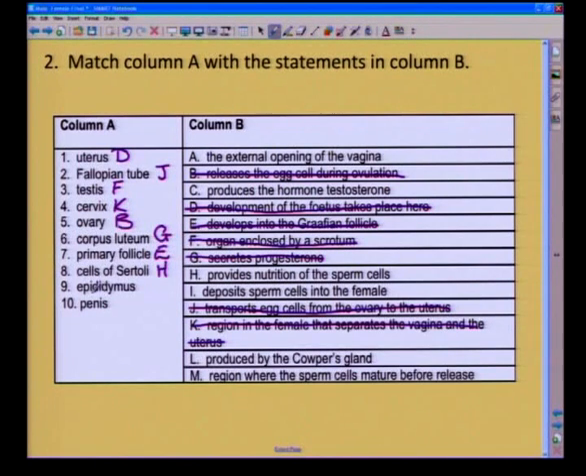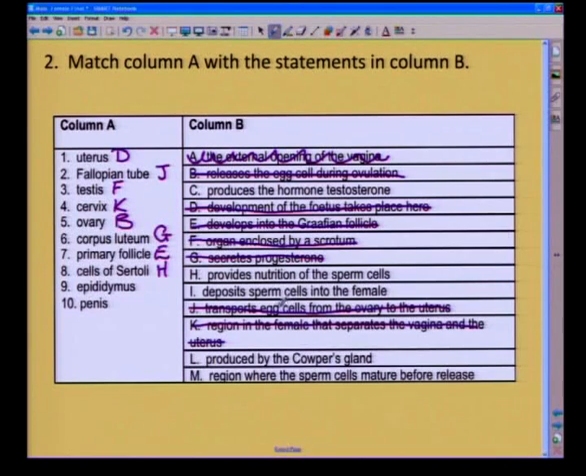Then the epididymis. Now, it's not the external opening to the vagina because it's got nothing to do with a female. So this one here we can take out because we are left with two options, epididymis and penis, and they are both male structures. Okay, so we need to look at, doesn't produce the hormone testosterone.